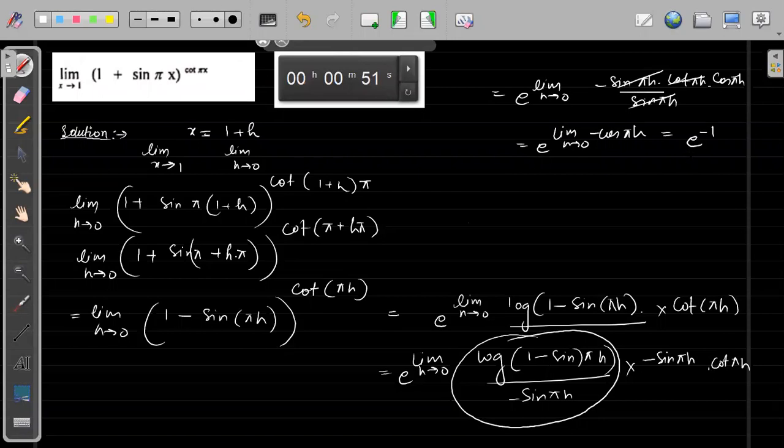So now, e to the power minus 1, because here we have minus, this is minus of sine of pi h. So minus sine pi h we will multiply and divide. So that is why you will get minus of sine of pi h, and not e to the power 1. So the answer will be e to the power minus 1.